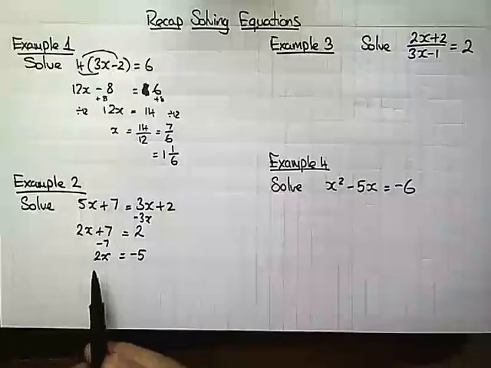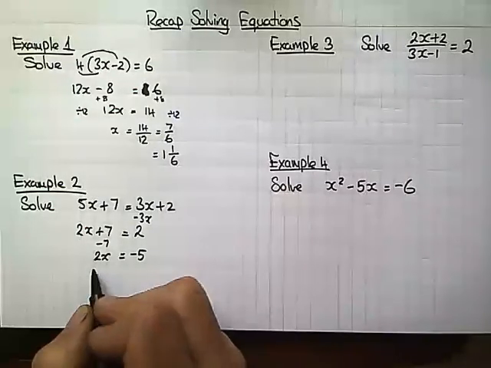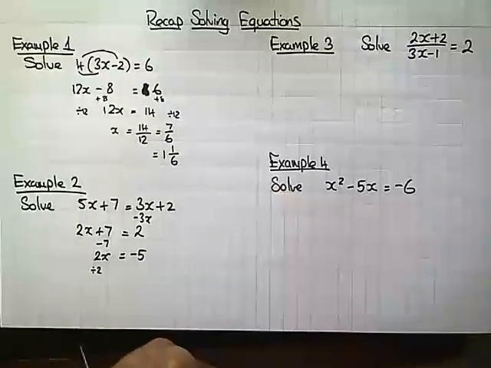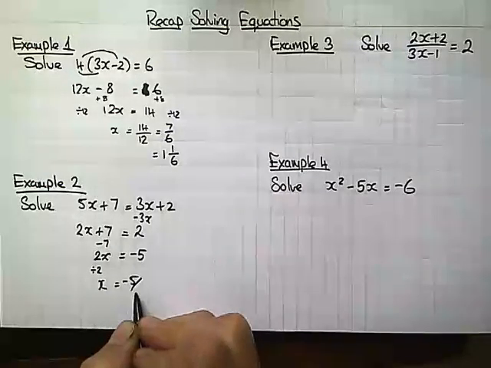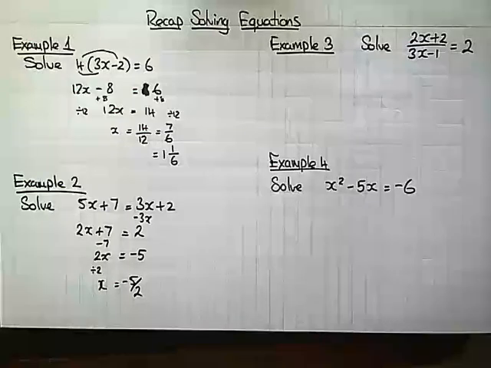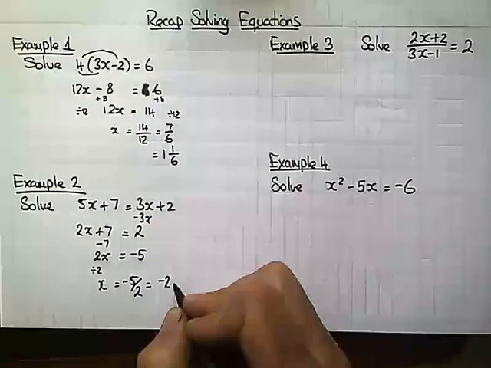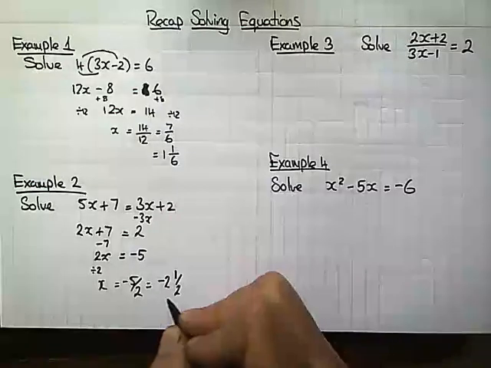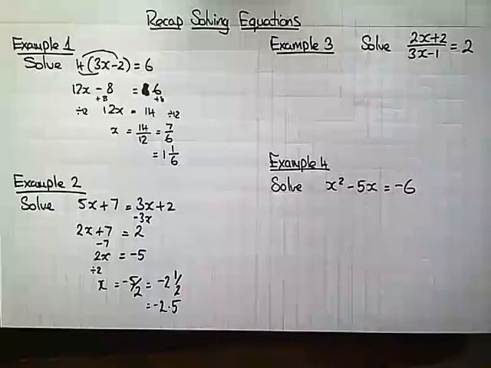Now I'm left with 2 lots of x. I only want 1 lot of x. So I'm going to have to divide both sides by 2. Okay? And I'm left with x equals minus 5 over 2. Nothing wrong with a negative number or a negative fraction. So this is the same as minus 2 and a half, or minus 2.5. It's up to you. I like to work with fractions, preferably.